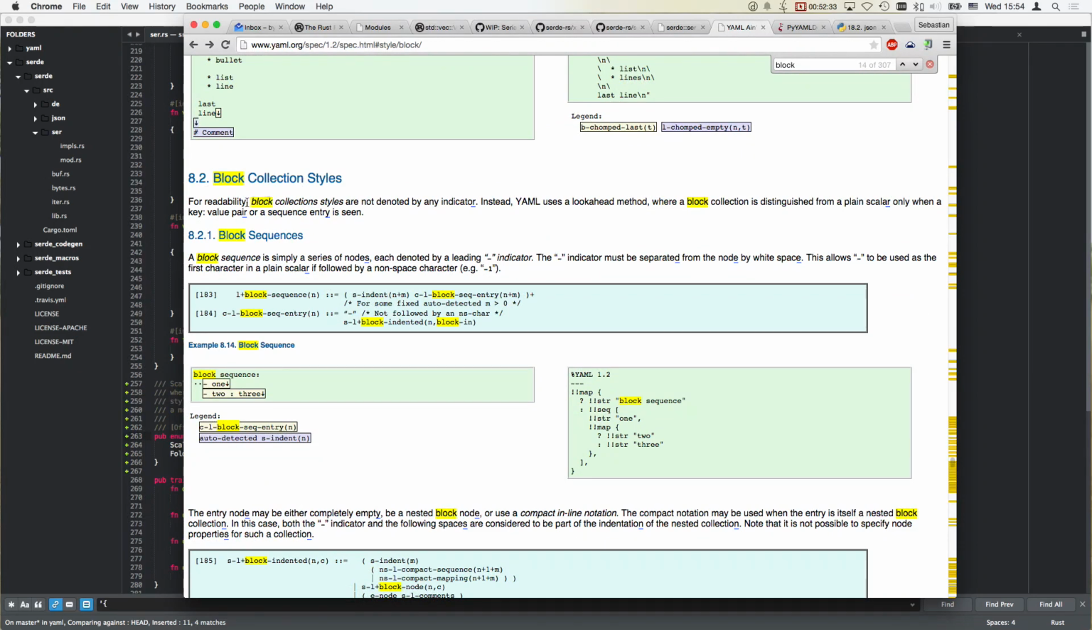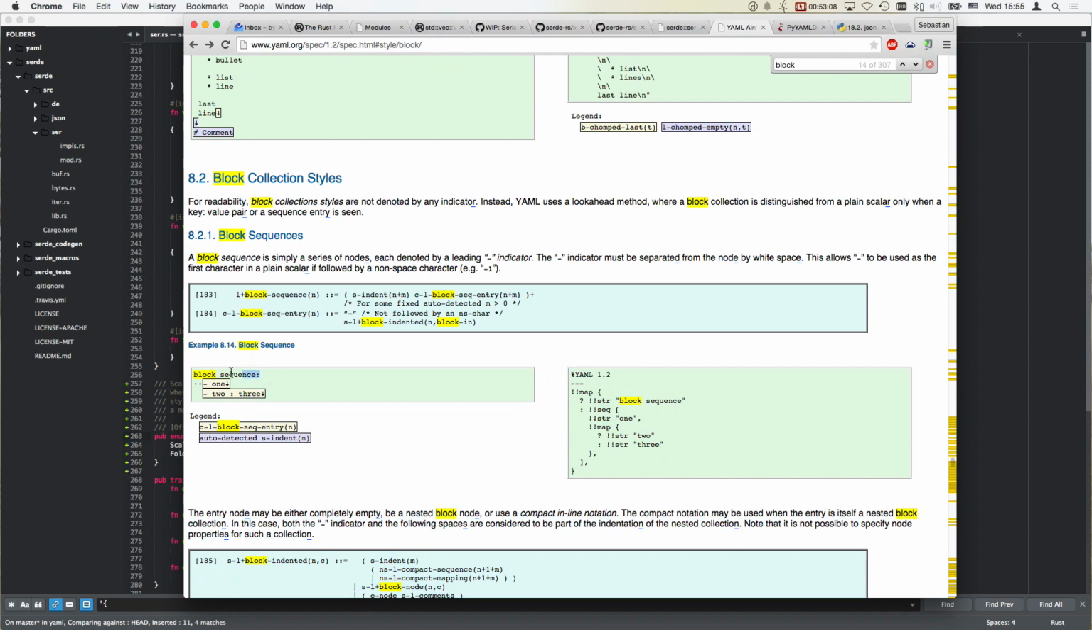Block collection style. For readability, block collection styles are not denoted by any indicator. Instead, YAML uses a look-ahead method where block collection is distinguished from a plain scalar only when a key value pair or sequence entry is seen. Block sequence. I'm not sure how to read that. That's a block sequence, yes.